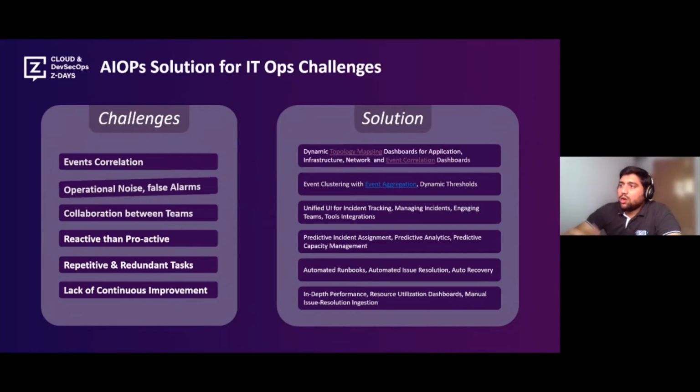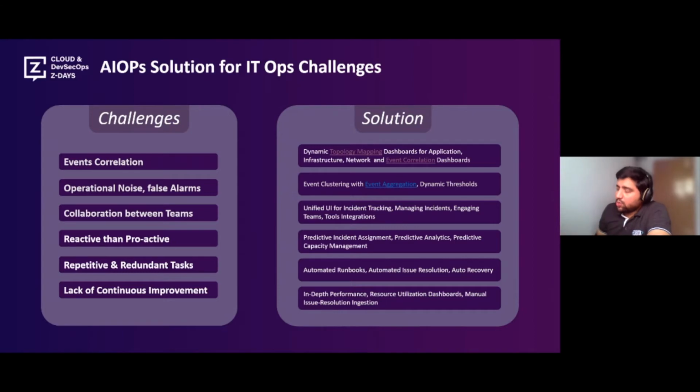And the next is operational noise or false alarms. Most of the time, due to one common cause there will be, let's say, 10 alerts, right? So we can handle these situations by clustering all these common events and sending them as a single alert. That is one approach, and that can be done using AIOps. And dynamic thresholds is something, let's say if it is a certain known issue and it is not causing any issue to the system, then we can dynamically suppress the thresholds to suppress the alerts. So that can be done with AIOps.